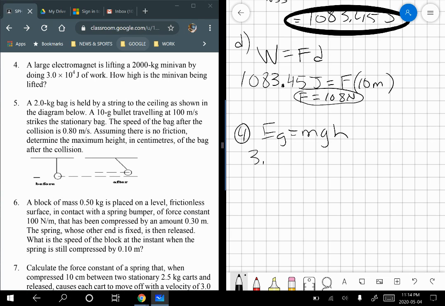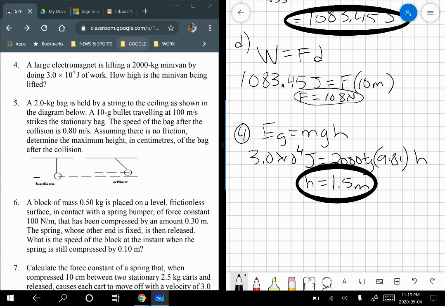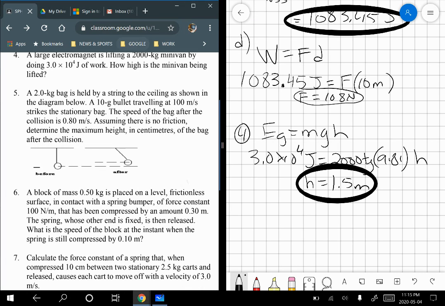But really, you're just going 3.0 times 10 to the 4 joules equals the mass, which is 2,000 kilograms, times 9.81 times h, and you're just solving for h. I'll do that real quick just to say I did it. 3 times 10 to the 4 divided by 2,000 divided by 9.81, and it gives me that the height it's lifted is 1.5 meters. Unless I missed a decimal place in there somewhere, that should be the answer.